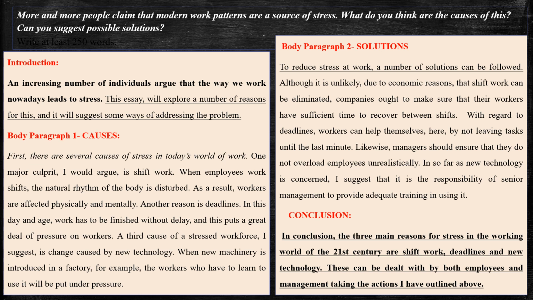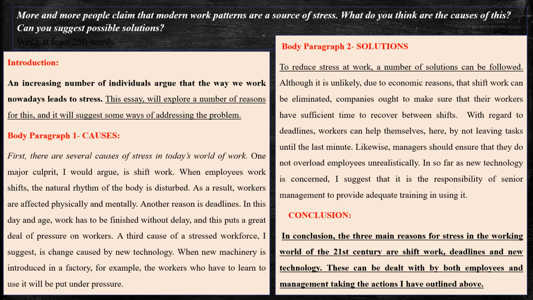So you start with more and more. More and more means an increasing number. So we have paraphrased it like that. More and more becomes an increasing. People becomes individuals. An increasing number of individuals. Claim becomes argue that the way we work nowadays, modern is now, this is the modern society. So instead of writing modern, we changed it to the way we work nowadays leads to stress. Source of stress or leads to stress. That is the paraphrase of the question.